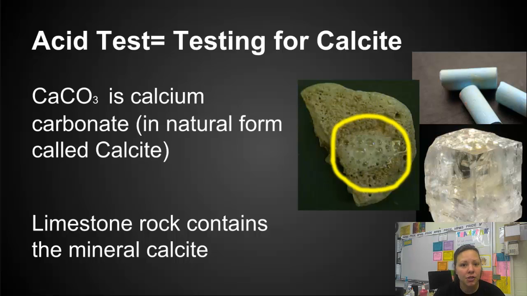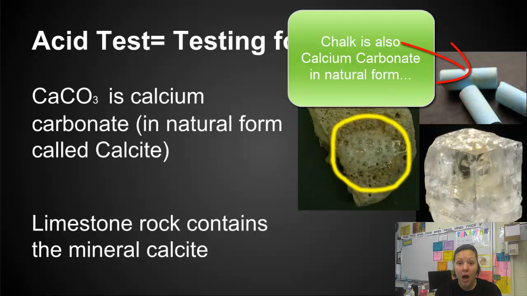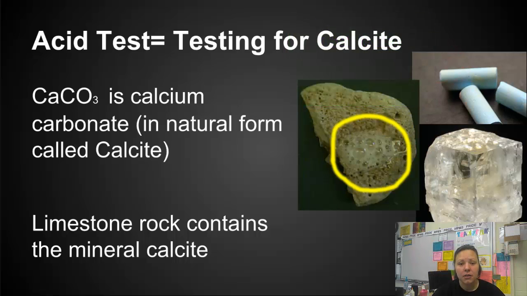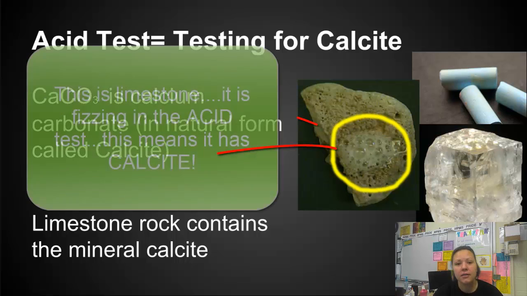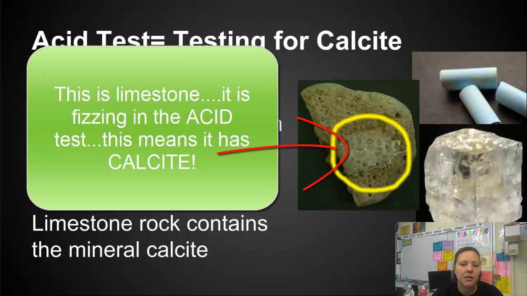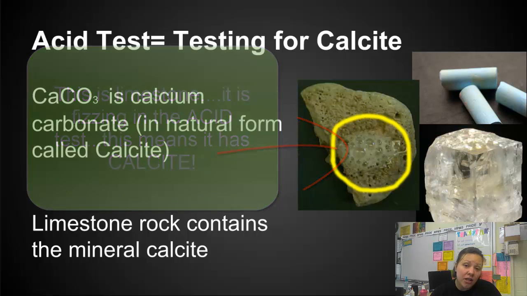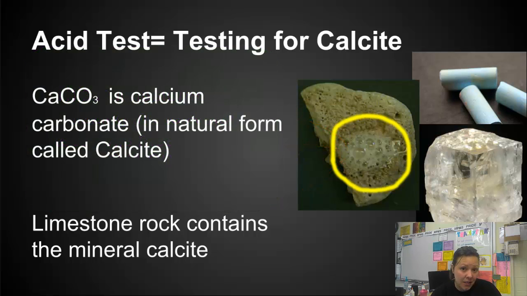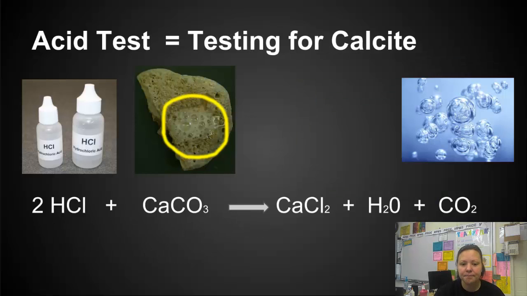So if we take our acid and put it on a rock that has calcite in it, what will end up happening is we'll see the fizzing and the bubbles. Putting hydrochloric acid on calcium carbonate creates a new product. So that's our sign that we are dealing with limestone rock. And that's something really important. As a geologist, we need to be able to identify types of rocks, and the acid test helps us do just that.